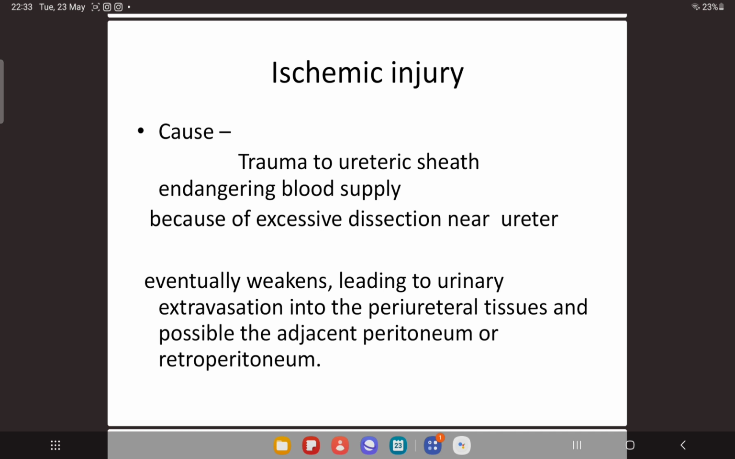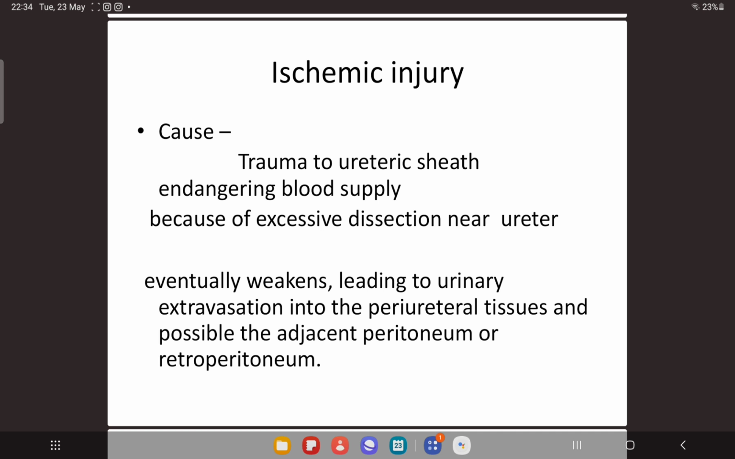Another common type of ureteric injury is ischemic injury. When we are doing surgery close to the ureter, when we are dissecting it from the peritoneum, as we know, the ureter gets its blood supply from the periphery, and when we are denuding the ureter, we are hampering the blood supply, or we are causing trauma to the ureteric sheath that reduces the blood supply, and because of that it will have some ischemic injuries. When there are ischemic injuries to the ureter, eventually that will lead to weakness of that portion of the ureter.